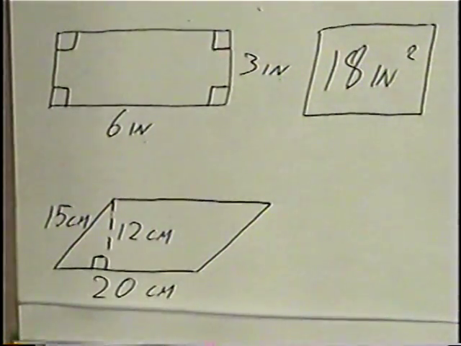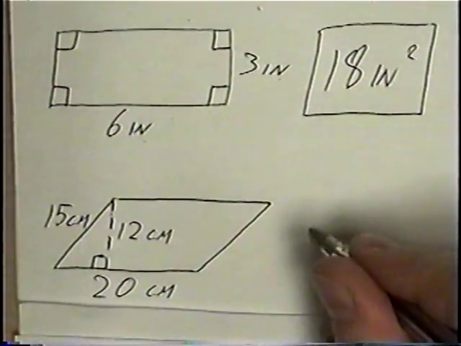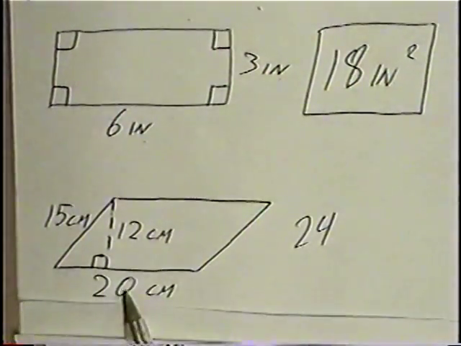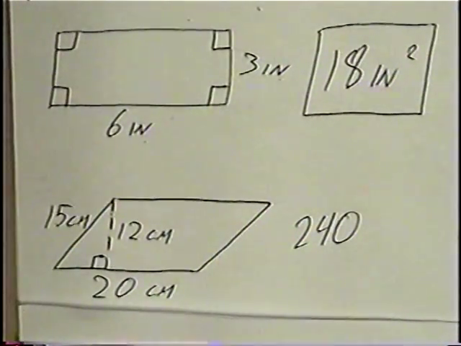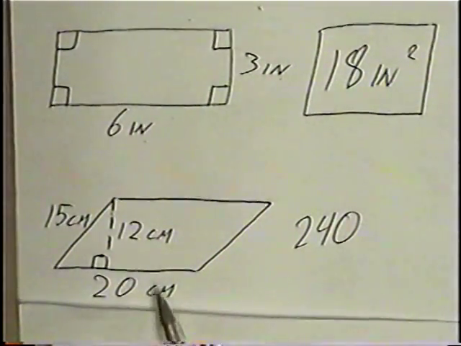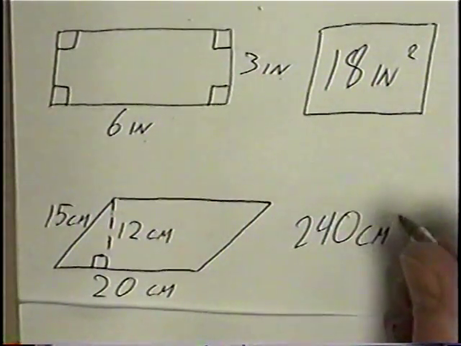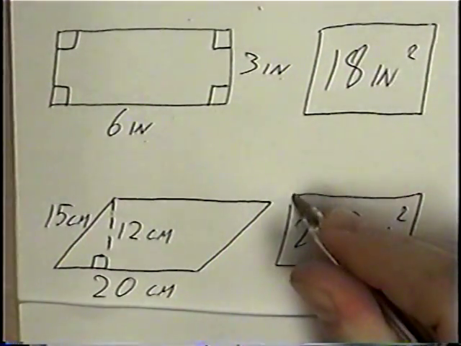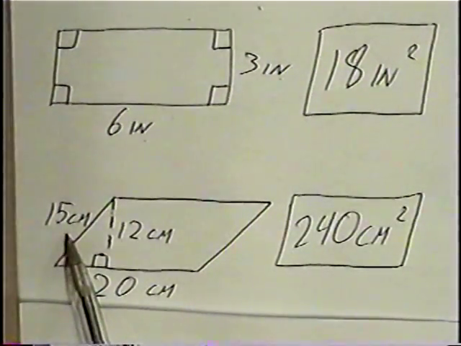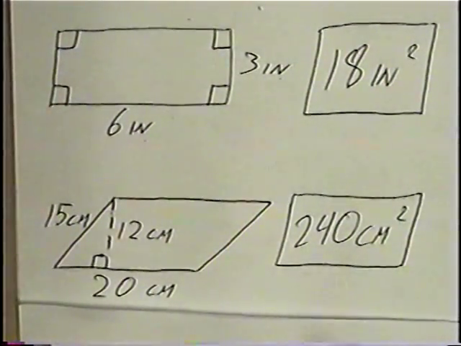Multiplying 20 times 12. If you do 2 times 12, that would be 24. And adding the 0 on, 20 times 12 would be 240. cm stands for centimeters. Multiplying centimeters times centimeters, the answer would be 240 centimeters squared. The 15 centimeters in the picture is an extra piece of information that is not necessary to get the answer.